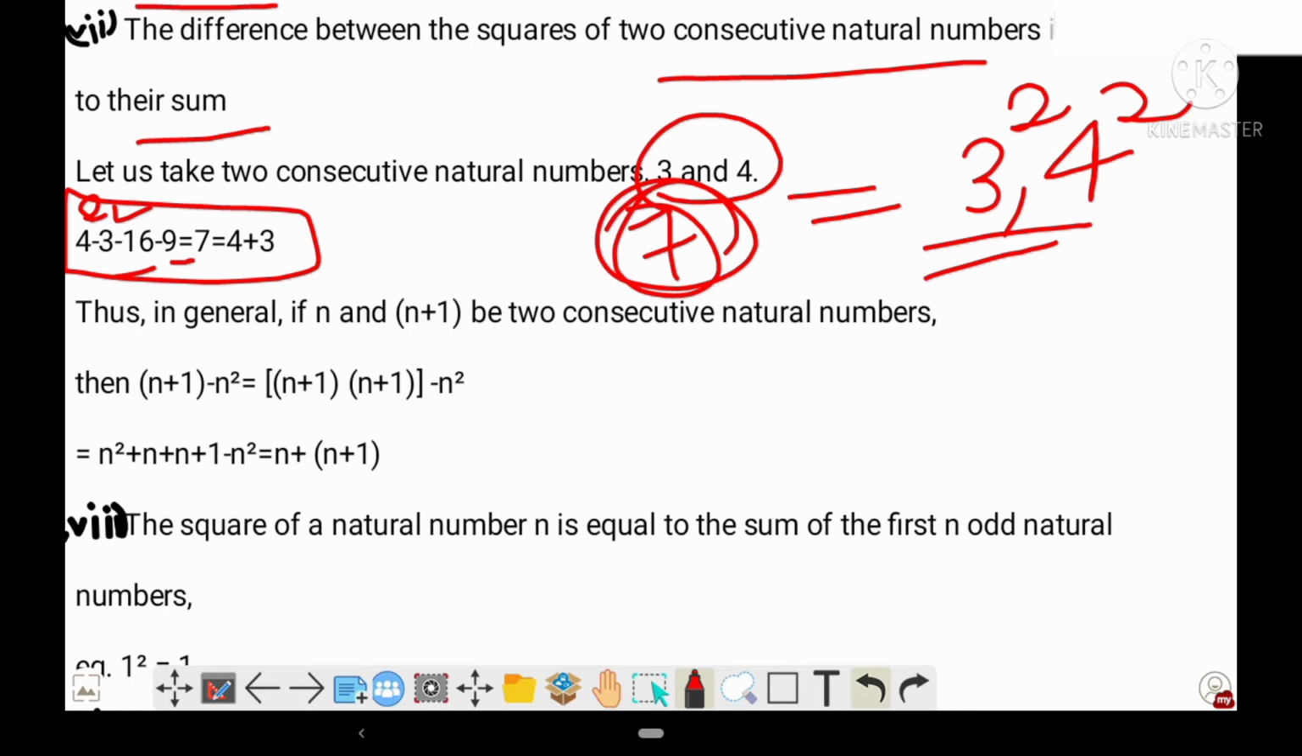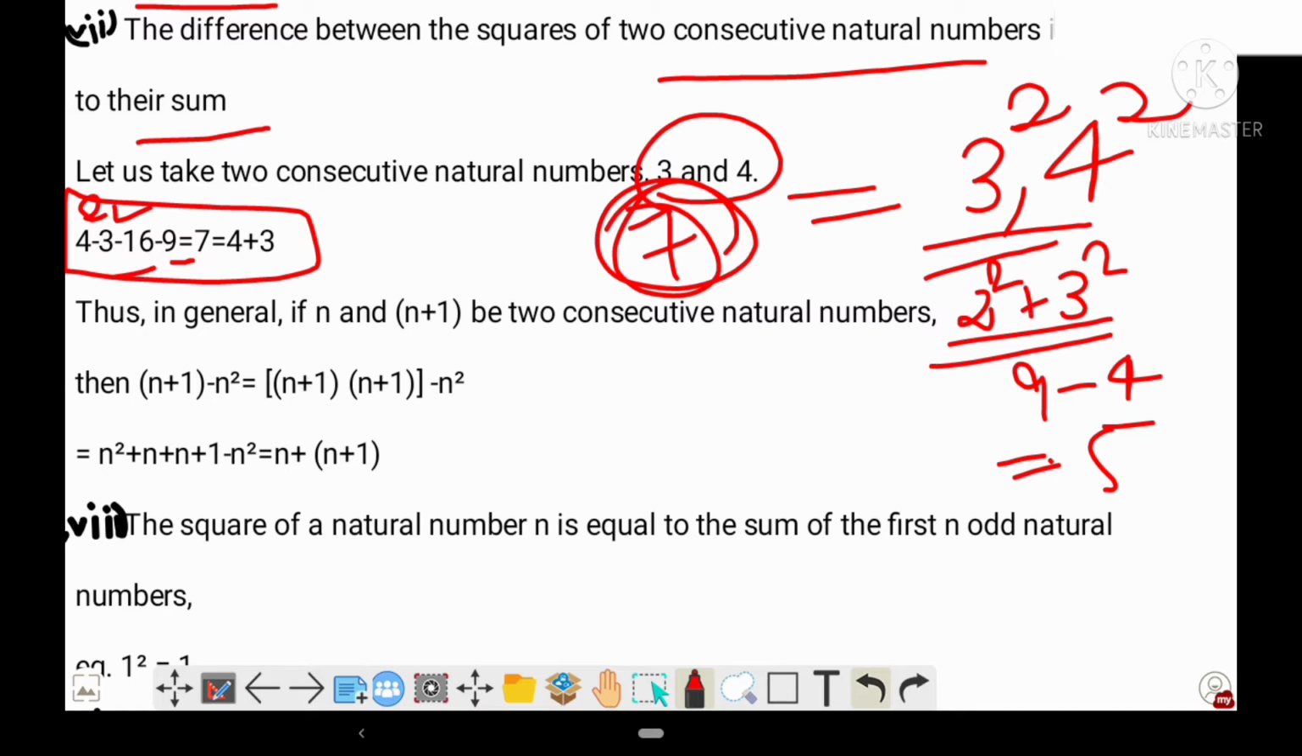And if you add those natural numbers, you get that number itself, right? So for example, you take 2 square minus 3 square. You see, 9 minus 4, you get 5. And here if you add 2 plus 3, you get 5, isn't it? So I think it is clear. Same thing is written here. You just have to remember this and keep it in mind.